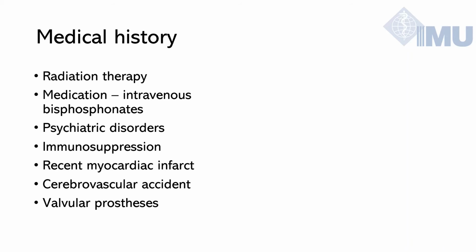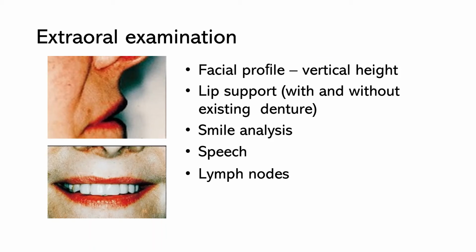Well, in the medical history, you can see radiation therapy, medication, psychiatric disorders, or immunosuppression therapy, recent myocardial infarction, or cerebrovascular accidents, or valvular prosthesis. All these medical histories are important. There are a few areas where you should not go for implant treatment at all, which are absolute contraindications, and a few are relative contraindications for implant placement. In extraoral examination, you can look for the facial profile, lip support, smile analysis, speech and lymph nodes.